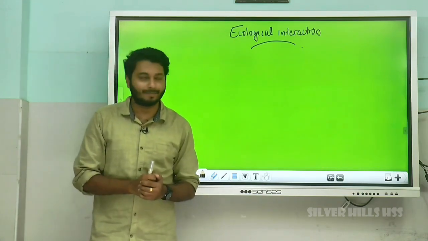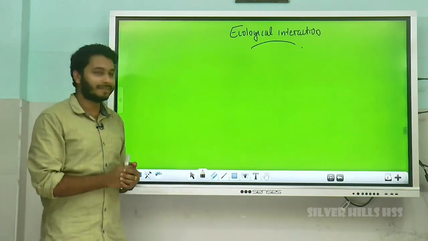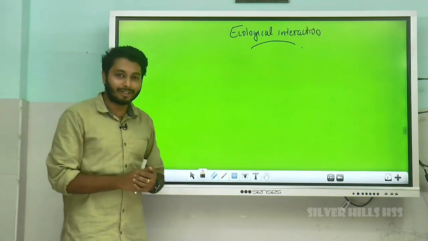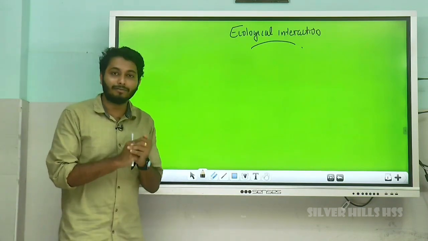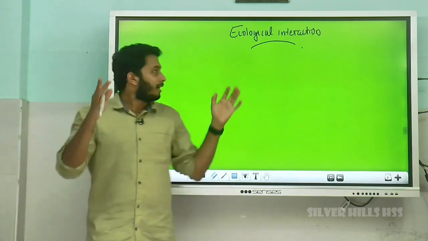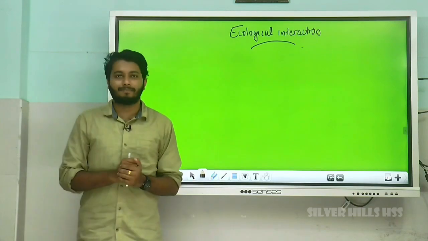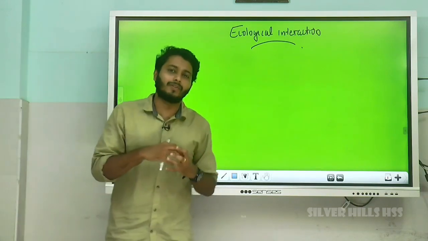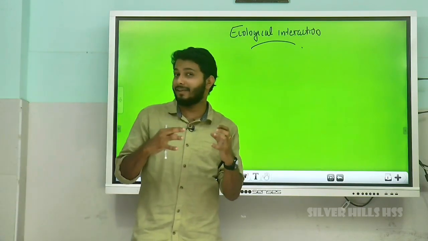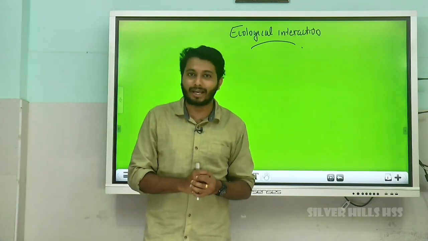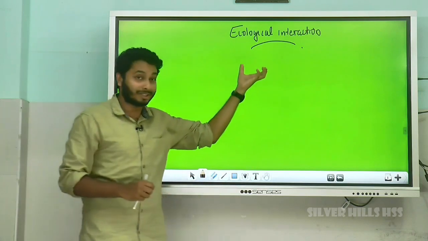Hello students, here we are going to discuss a new topic in basic science of 8th standard. It's ecological interaction, which is a part of biology. All the living organisms live in an ecosystem. Within this ecosystem, all these living things will interact together. Such interactions between living organisms are termed as ecological interaction.